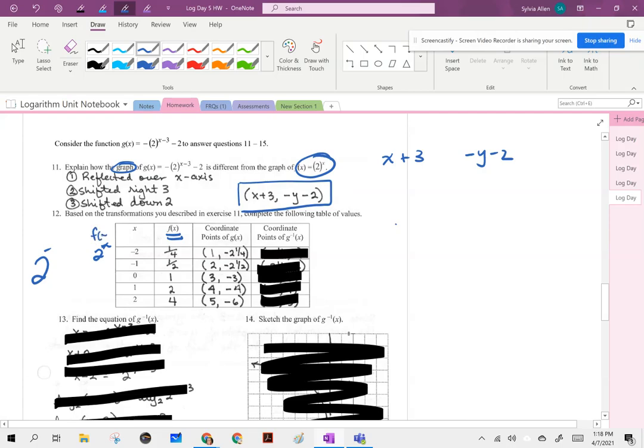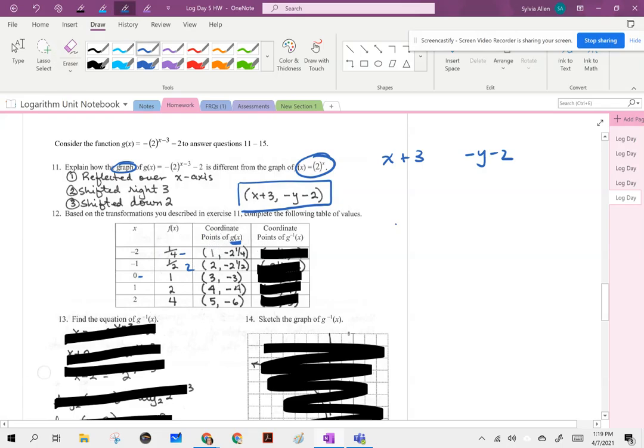That's f of x. Now, it does say what are the coordinates of g of x. So we're taking all of the x values and we are adding 3, and that's how we're getting these. And then for every y value, we're multiplying it by a negative and then subtracting 2. Okay? So that's what we're doing with g of x.